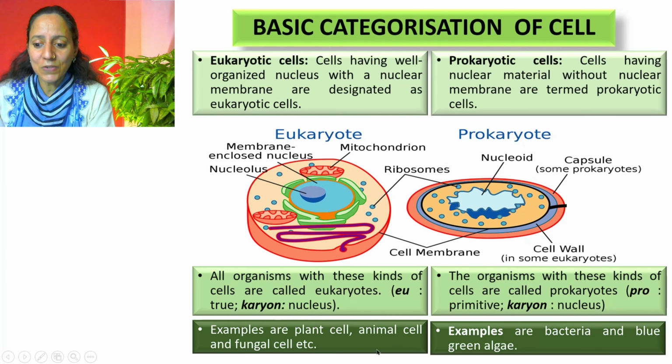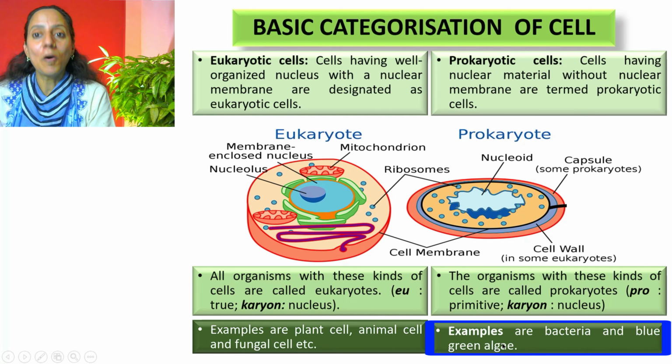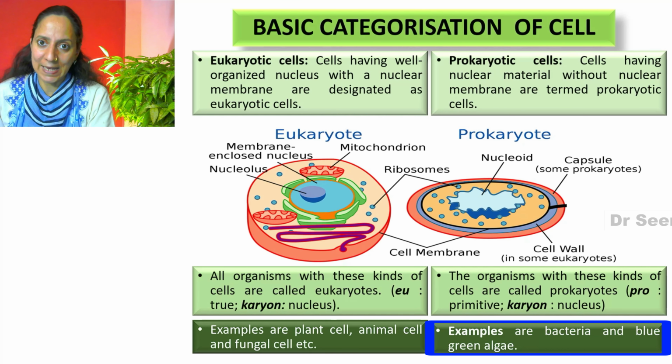Examples of eukaryotes are plant cells, animal cells, and fungal cells, whereas examples of prokaryotes are bacteria and blue-green algae. Viewers, now we are through with the basic differences between an animal cell and the plant cell. You have also learnt about prokaryotic cell and eukaryotic cell. So now I am going to give you an idea about the relative size of these cells and cell organelles.